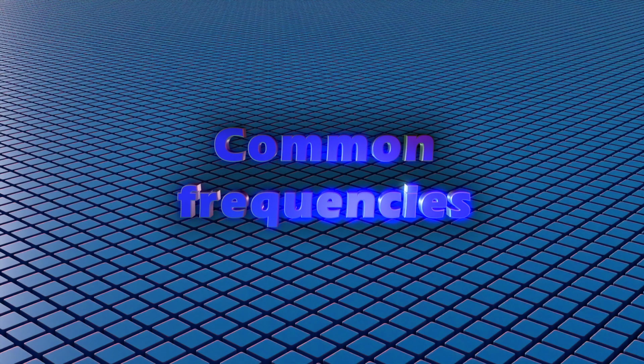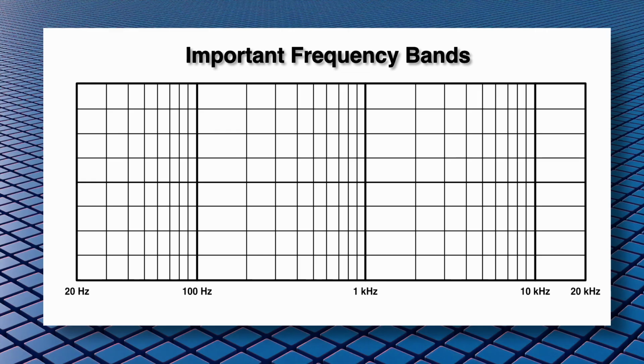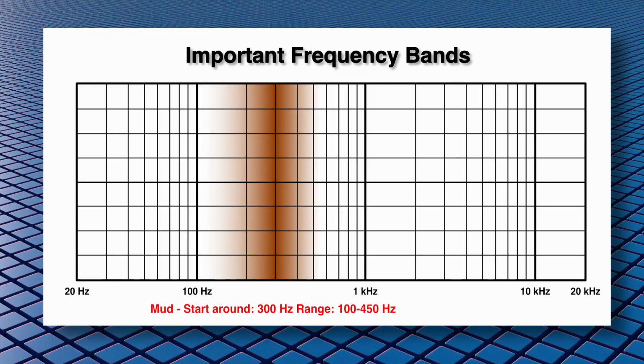Common frequencies. There are a few frequencies I find myself tweaking the most. First on my list has to be the mud frequencies, especially for electric guitars. Most of the time for a guitar, that sits around 300 Hz. There's almost always a narrow 300 Hz cut on my hardware EQs. For other sources, the mud frequency can be as low as 100 Hz or as high as 450.